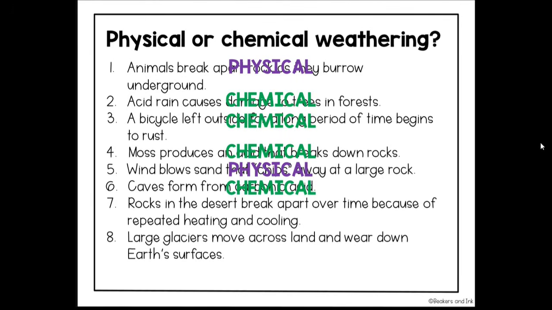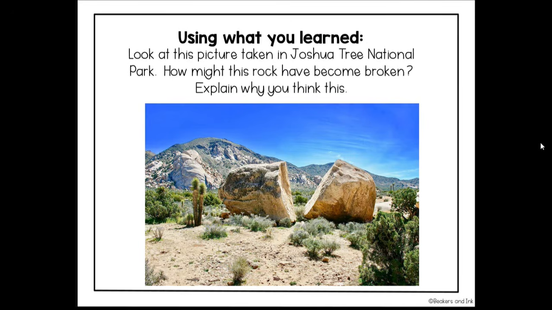Rocks in the desert break apart over time because of repeated heating and cooling. This is an example of physical weathering. Large glaciers move across land and wear down Earth's surfaces. This is an example of physical weathering.